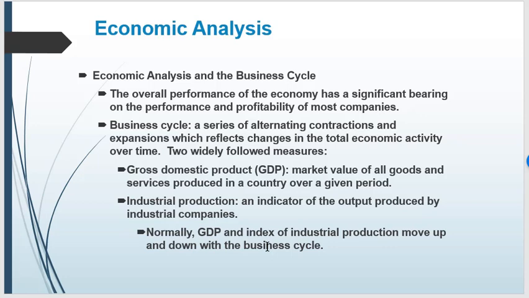Industrial production is a part of that, right? So it's an indicator of the output produced by the industrial companies. So these two things can be tied together. GDP is the general marketplace, including goods and services. Industrial production looks at one single part of that, which is more the manufacturing sector. So normally GDP and the index of industrial production move up and down with the business cycle. So if you have a picture of those two things, you then also may have a picture of what the business cycle is or where you're at in the business cycle.